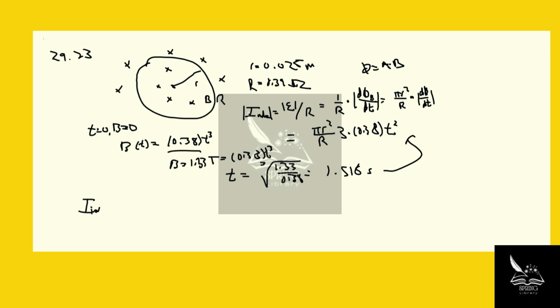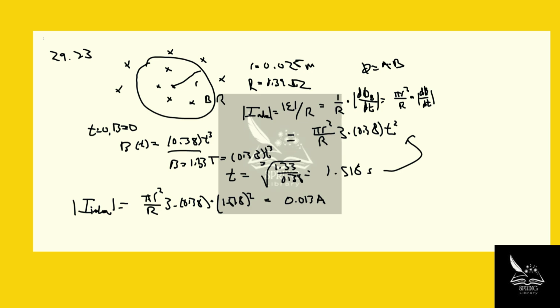So we know that the induced current magnitude is pi r squared over R, 3 times 0.38 times 1.518 squared. If we put that all in our calculator, we see this comes out to 0.013 amps. Okay, so now we got to figure out the direction of this.